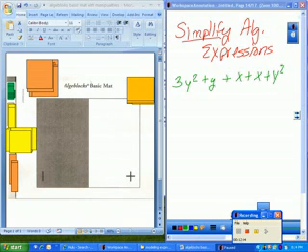Okay, here's another example. Hit the pause button on the video. Try to model this problem: 3y squared plus y plus x plus y squared. Try to model it and see if you can figure out, if you were writing it on paper, exactly what this would look like.